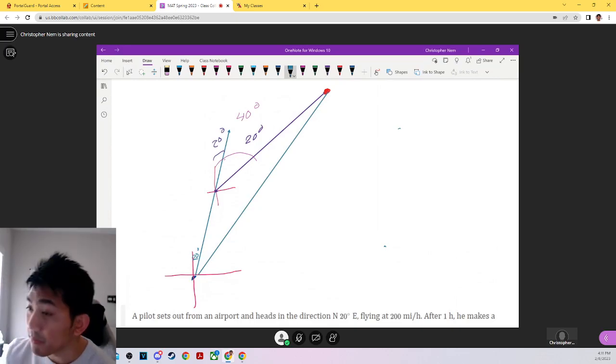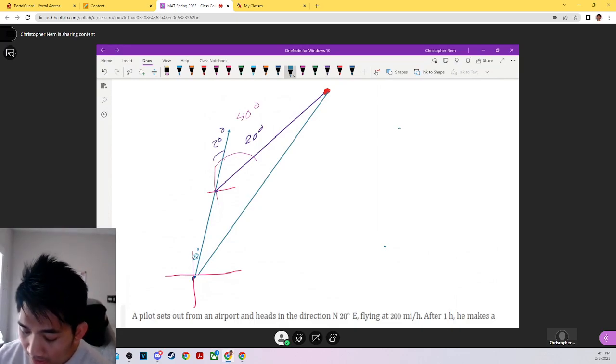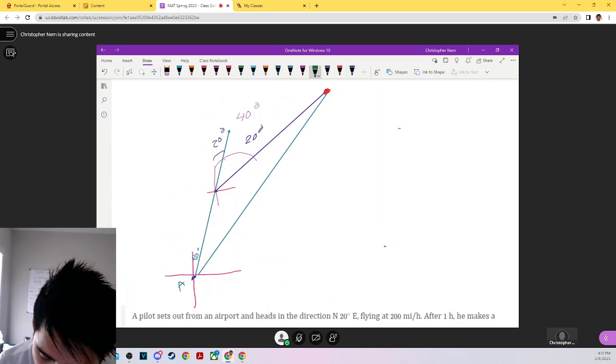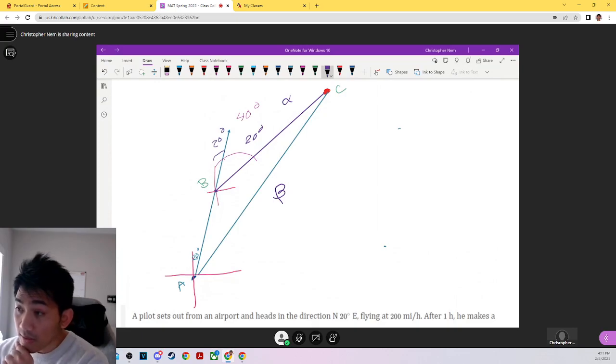Could have drawn it better, but boom. So I have this triangle I can deal with to solve for this distance. If I call this A, I call this B over here, and I call this C. I'm solving for beta. This is alpha distance. So the key thing is I need to know the angle measurement for angle B.